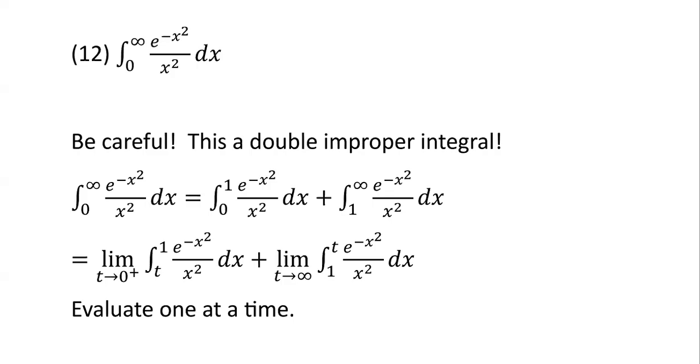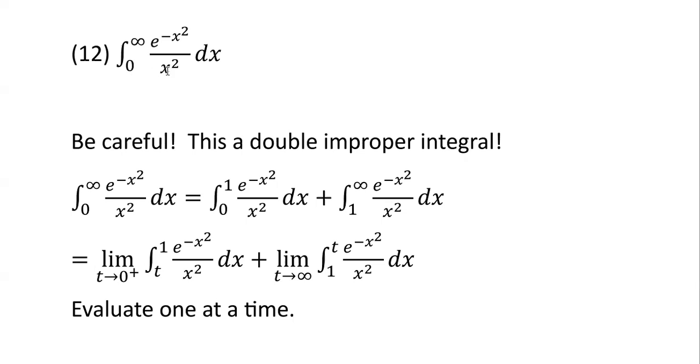Number 12, integral from 0 to infinity, e to negative x squared over x squared dx. This is honestly probably one of those problems the professor put on his exam to differentiate who gets the A's from the B's, because there's a very subtle detail here. Most people would recognize that this is an improper integral because the upper limit is infinite. However, this is a double improper integral because the lower limit makes it improper as well.